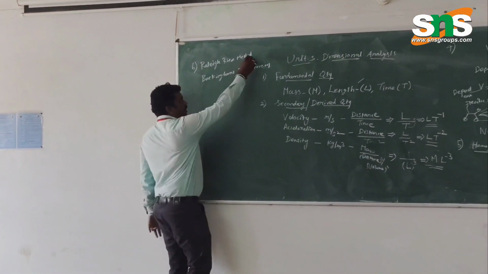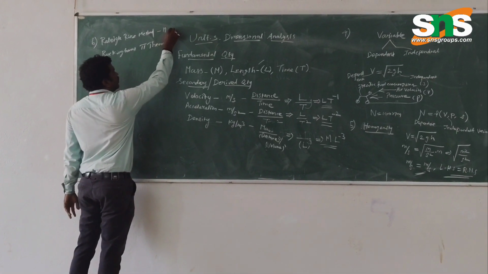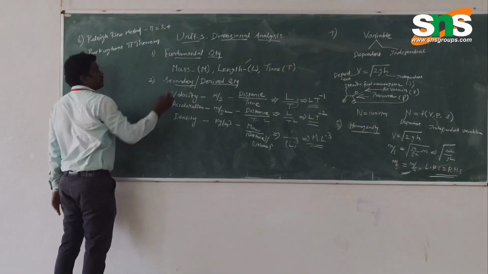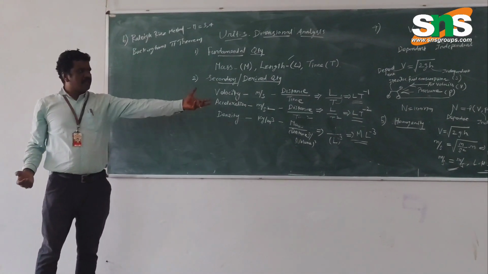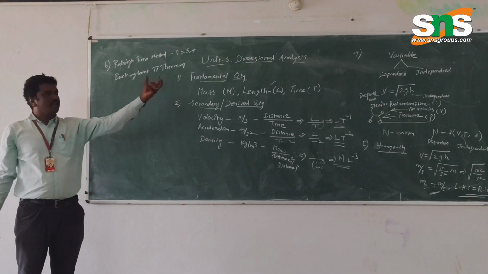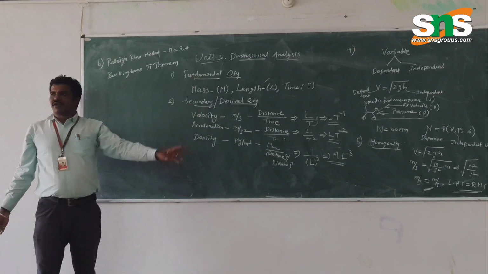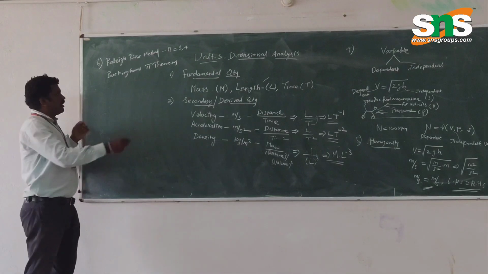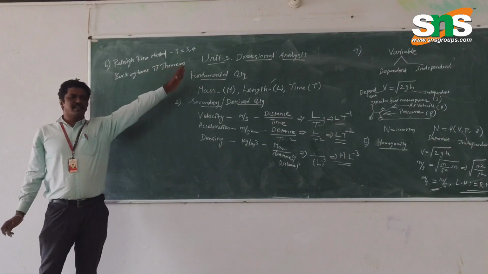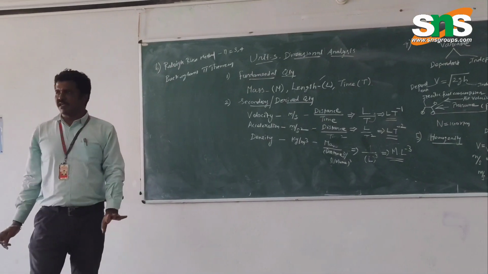The number of variables will be represented by n. If n is only 3 or 4 independent variables, we use the Rayleigh-Ritz method. Up to 3 variables we use the Rayleigh-Ritz method, and above 3 we use the Buckingham phi theorem. That's all. That is the major difference.